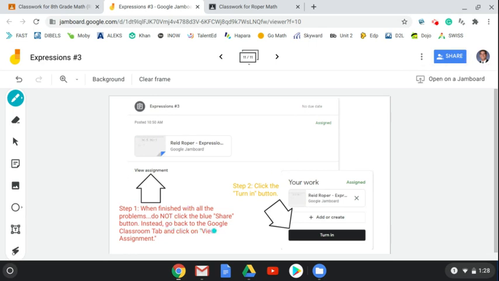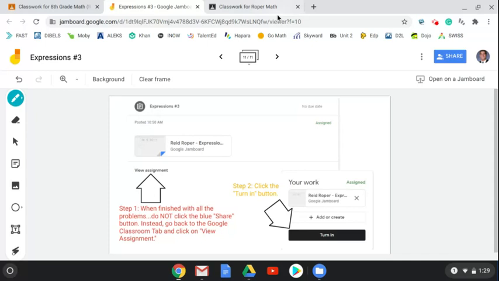Instead, go back to the Google Classroom tab and click on View Assignment. I have a little picture here of what yours is going to look like. You're going to click View Assignment. So back here in the Google Classroom tab, you would click View Assignment. That's going to open this page.